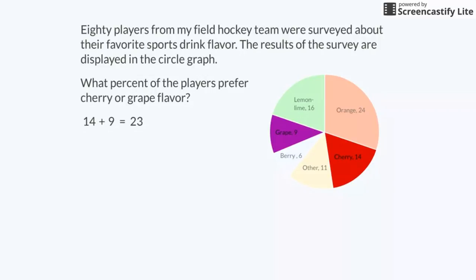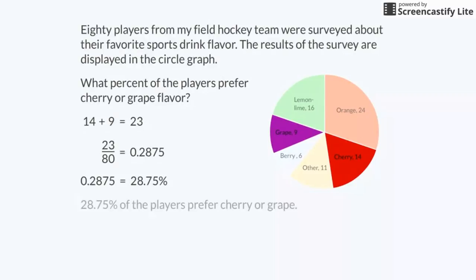I need to convert the fraction 23 out of 80 to a decimal by dividing or using a calculator. Then write the decimal as a percent. 23 divided by 80 equals 0.2875. Move the decimal point 2 places to the right, and the result is 28.75%. 28.75% of the players prefer cherry or grape flavored sports drinks.